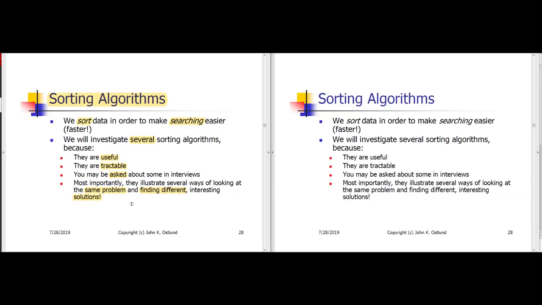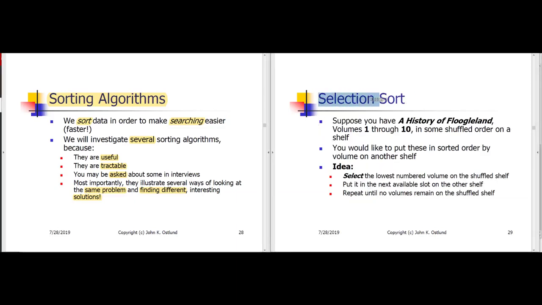It will often be the case that an algorithm you come up with for solving a problem will work fine, but it may be possible to find a much more efficient algorithm. Okay, so the first sorting algorithm we'll look at is called selection sort.